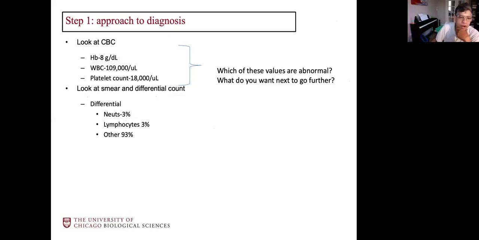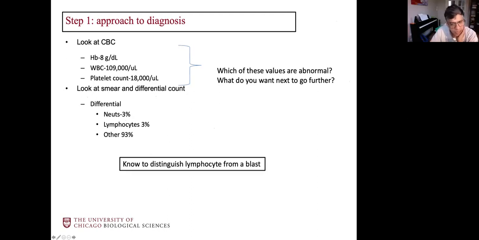Okay, so the obvious thing is looking at the other cells. Strangely enough, more than half the clinicians, even in the US, who are doing internal medicine, don't realize that looking at the smear is probably the cheapest and easiest way to get to a diagnosis sometimes. They quickly call the hem-onc team and say, go do a bone marrow biopsy. You don't need a bone marrow biopsy every single time to get to a diagnosis. So the first step is you should know to distinguish a lymphocyte from a blast. That's a very critical step, and it's good to learn regardless of what science you do at the end of the day.